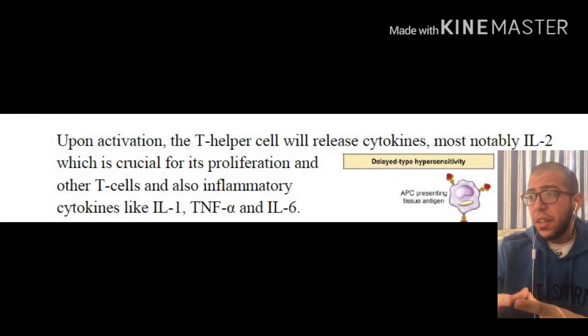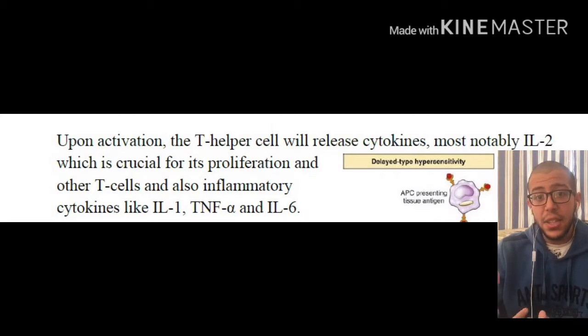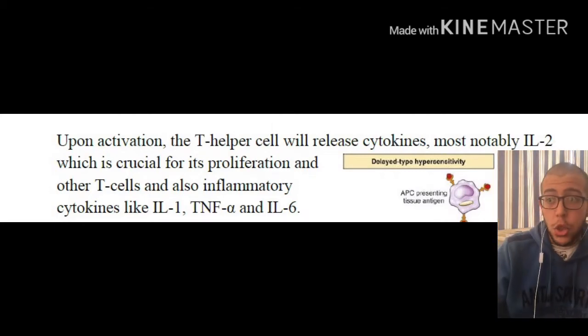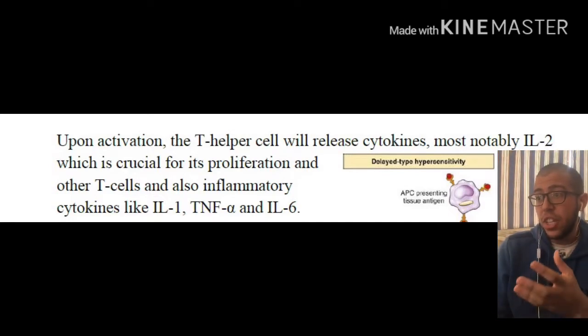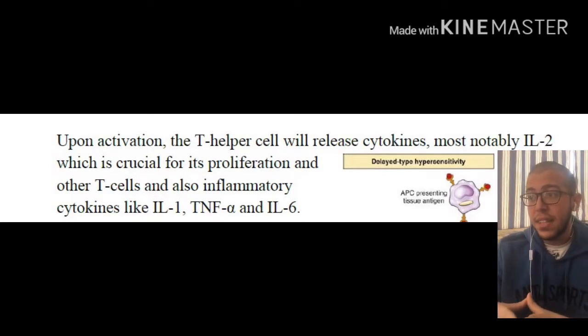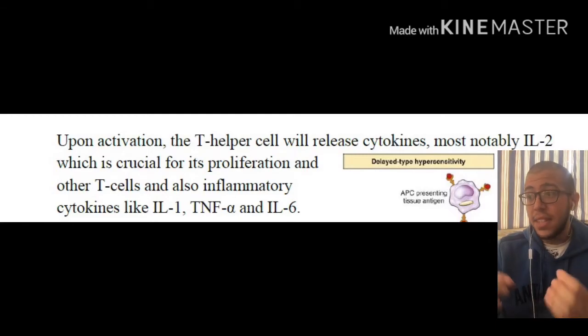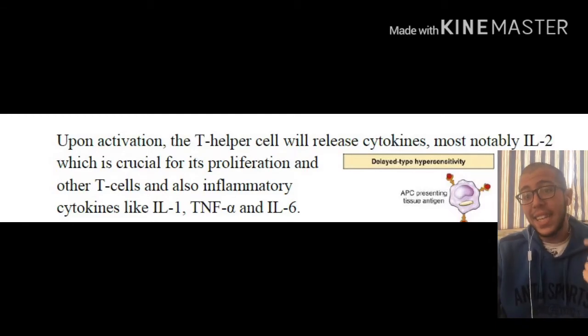Now, next, upon activation, the T helper cell is going to be releasing cytokines, most notably interleukin 2. And this interleukin 2 is crucial for the proliferation and the production of other T cells, and also inflammatory cytokines, namely interleukin 1, TNF alpha, and interleukin 6.